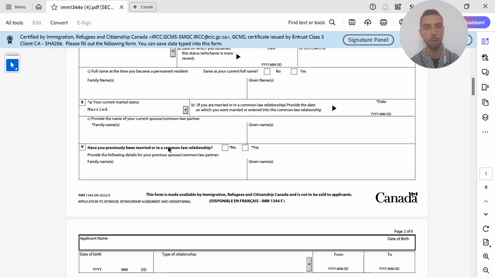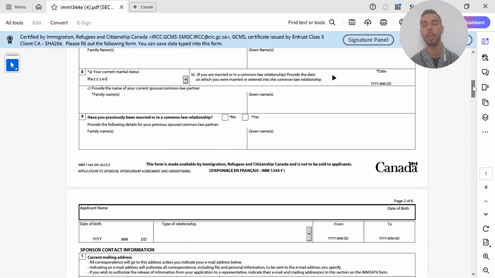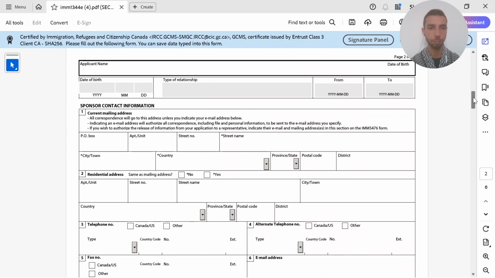Here you have to enter married if you're married, and the date on which you entered this marriage. You enter the name of your spouse, as well as if you have previously been married before, you answer yes or no. And if yes, you have to answer more information because you can't have two marriages going on. So if you were married in the past, you need to have your divorce certificate before you can sponsor somebody else. So in our case, we're going to click no.